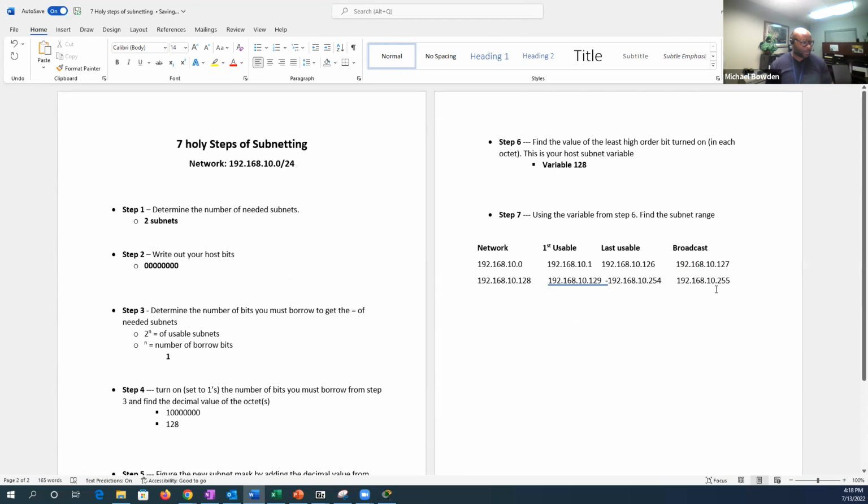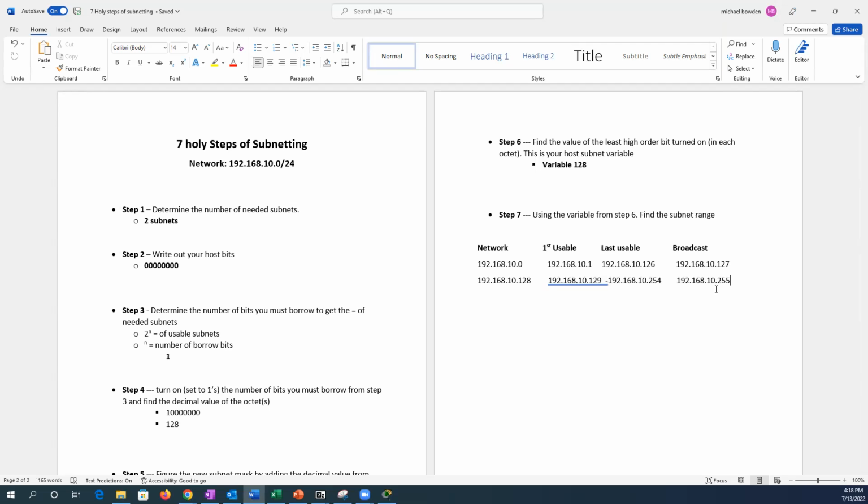Anyone have any questions on it? Or you want to go through and do it? Yeah, just so I can visualize it a little bit better. Yeah. Could you do one with 3 subnets? I think that'll kind of help. Okay.